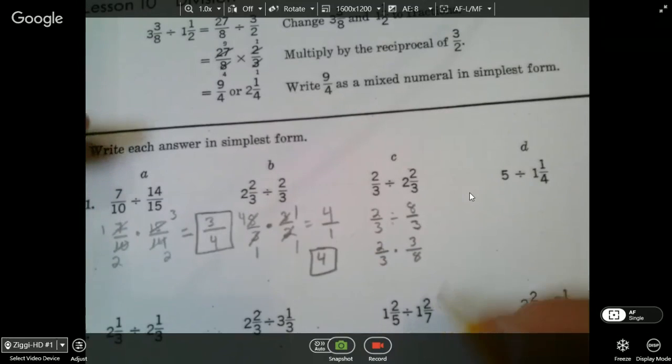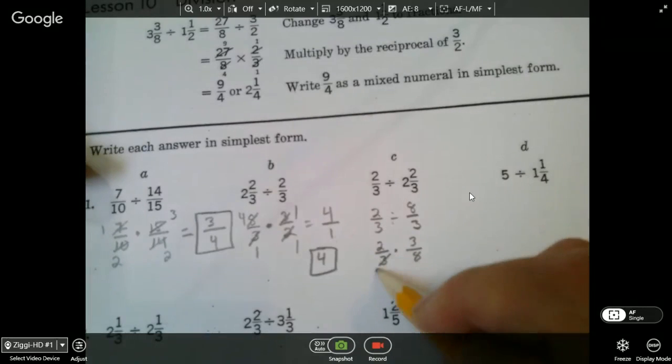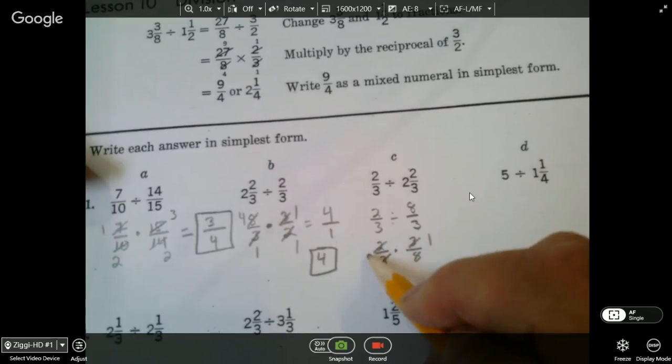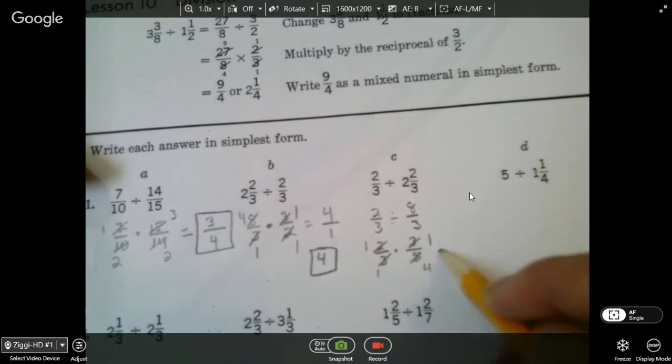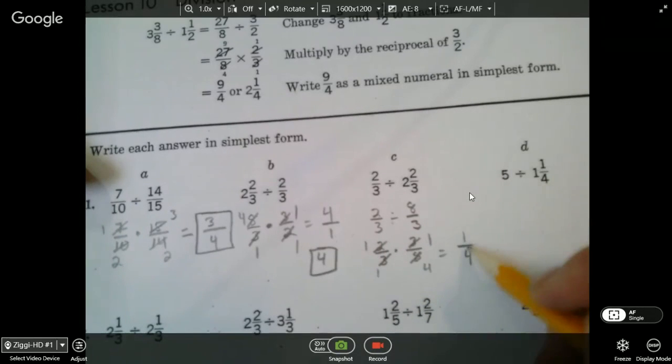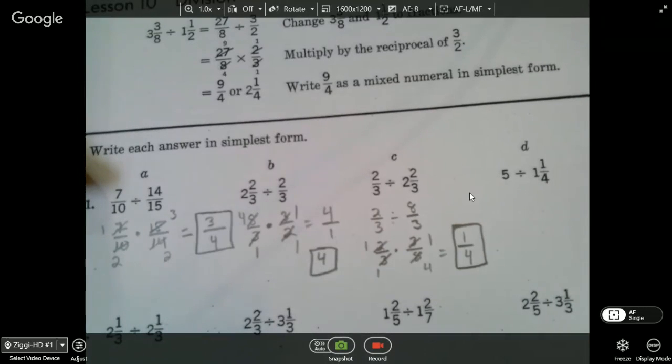Now let's simplify whatever we can. There's a 1, there's a 1, 2 over 8. 2 divided by 2, greatest common factor is 2, 2 divided by 2 is 1, 8 divided by 2 is 4. 1 times 1 is 1, 1 times 4 is 4. Here we don't have to divide either, it is not an improper fraction, so we'll just leave it as 1/4.